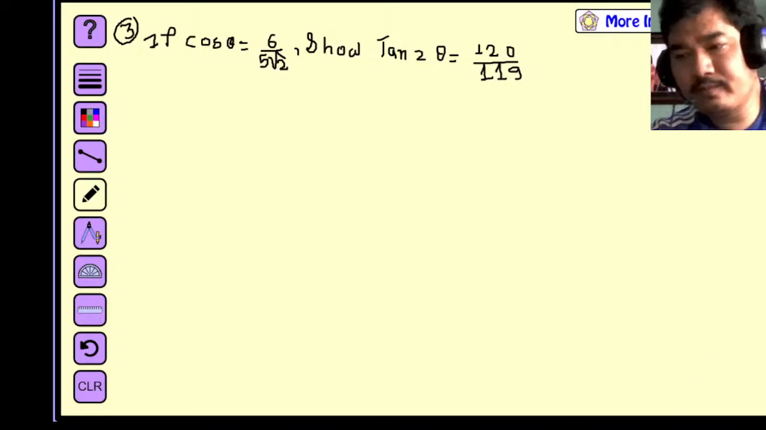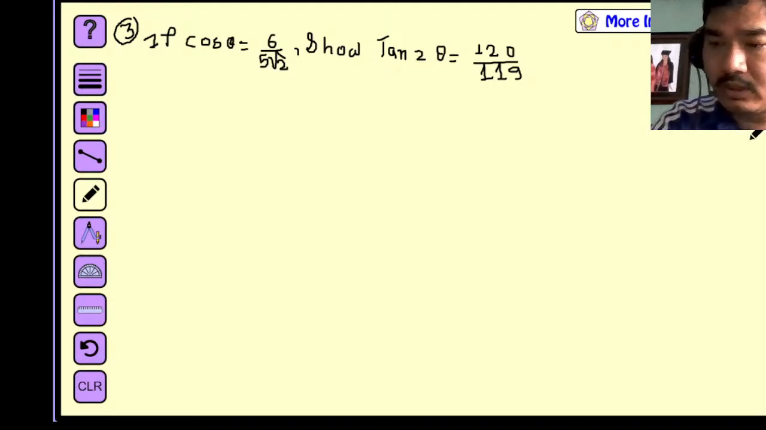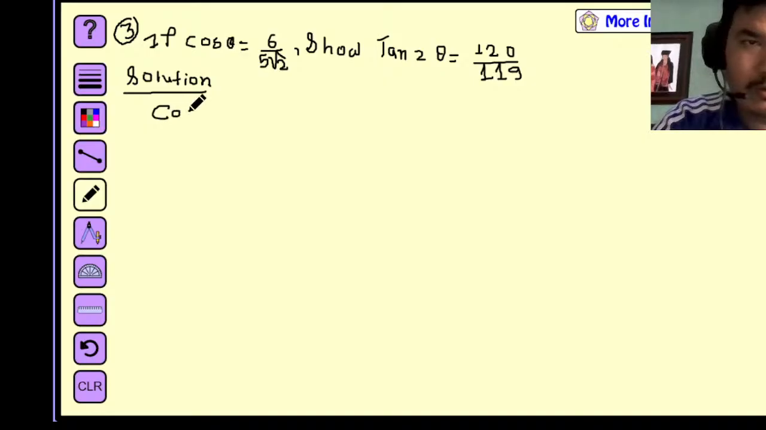Okay, children, look here now. In this condition, what should we do in this solution? Okay, write a solution, and first of all write the given value there. Cos theta equals what is given there, children?